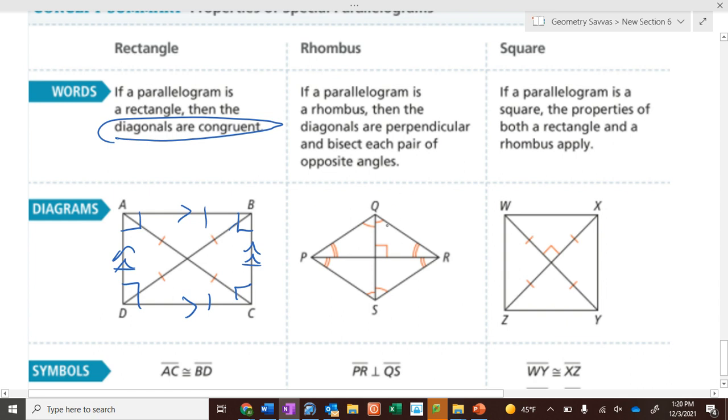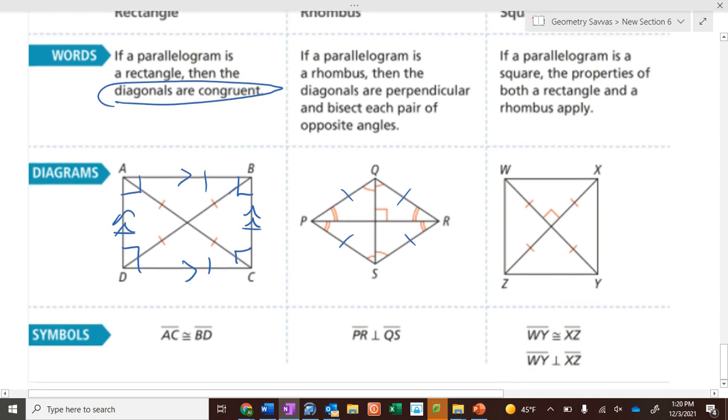In a rhombus, what we know is all 4 sides are congruent. That's what we look for in a rhombus. Then after that, if the diagonals are perpendicular, it's a rhombus. And if the diagonals bisect opposite angles, we know we're talking about a rhombus. Okay? And a square is both a rhombus and a rectangle. So those are the 3 objects we talked about today.